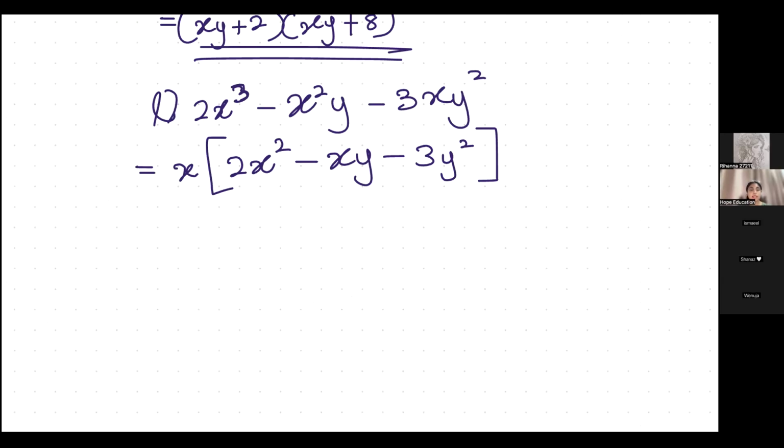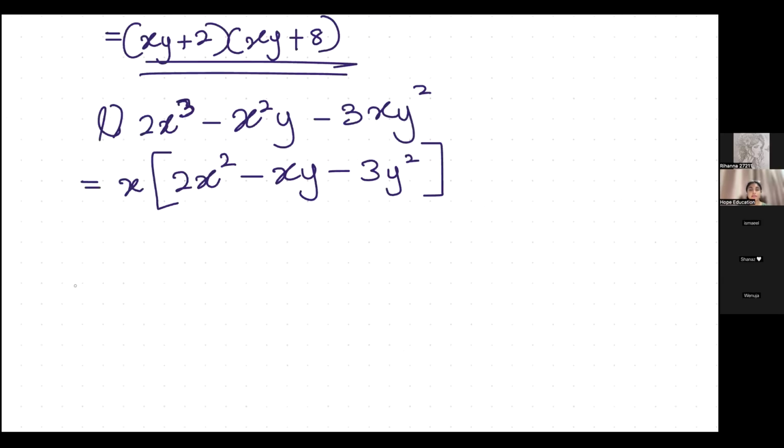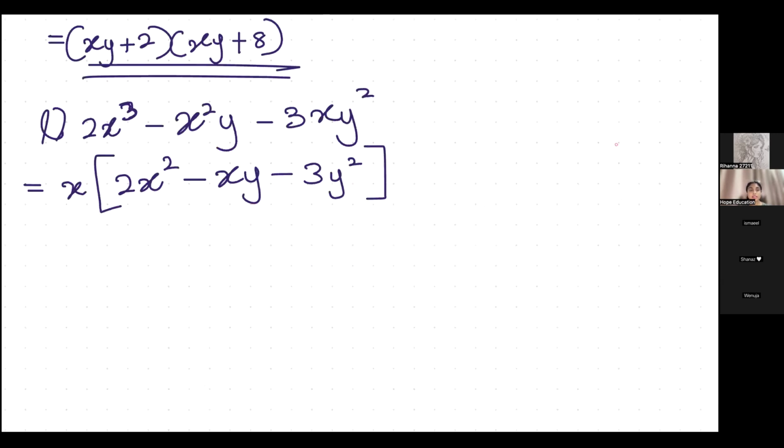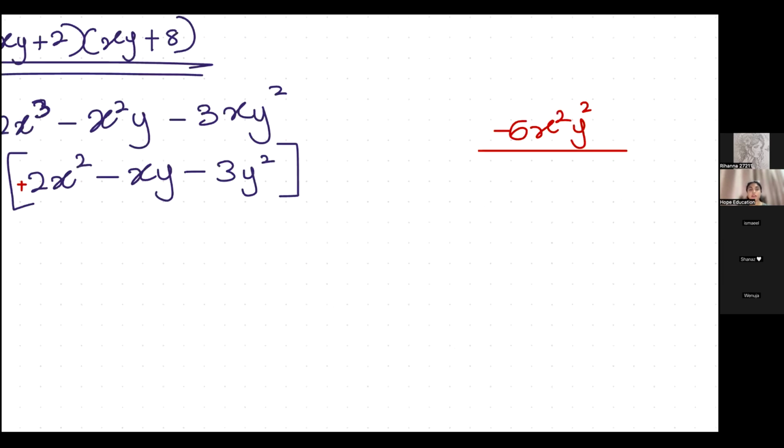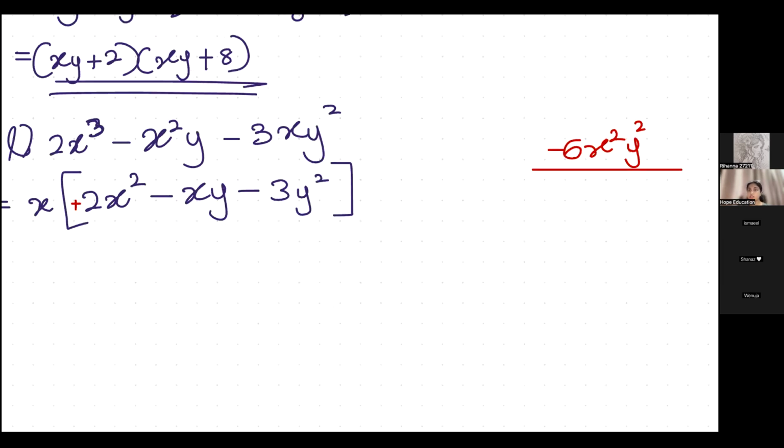Okay. Let's see. This is the first term. This is the last term. We'll multiply. 2 times 3 is 6. Here this is plus. Plus times minus is minus. Here x squared, here y squared. Now we have to see all the different ways how we can make this, right? 1 times 6. 2 times 3. Right? So I will use 2 times 3.